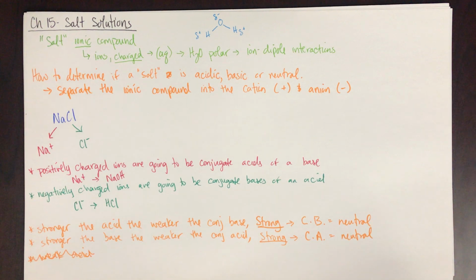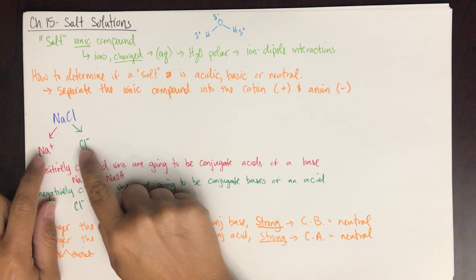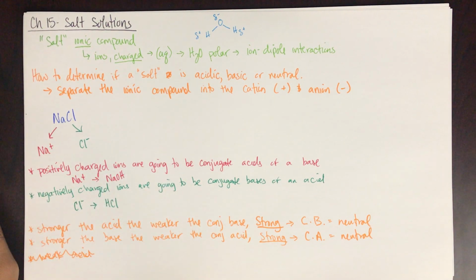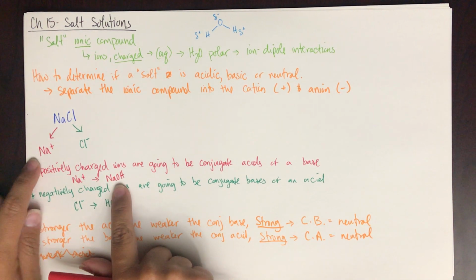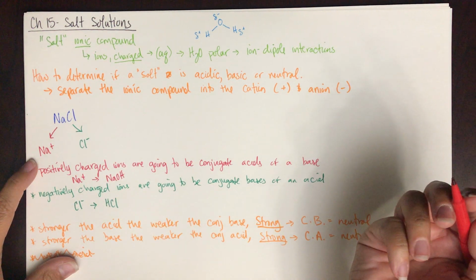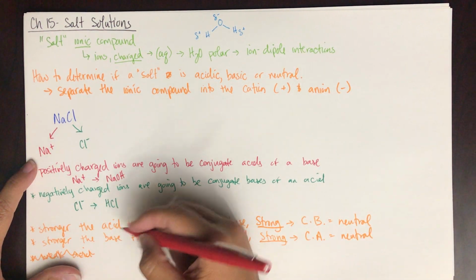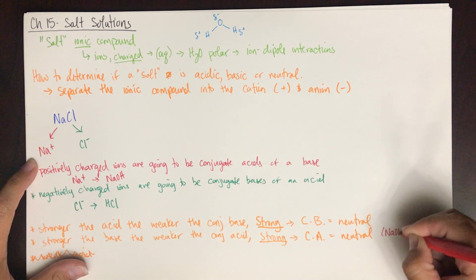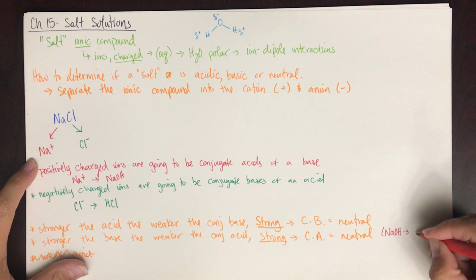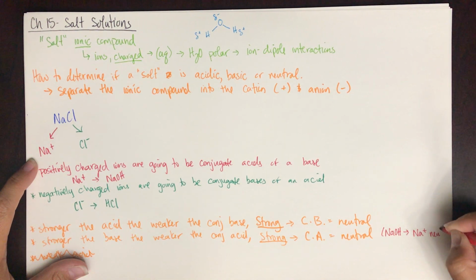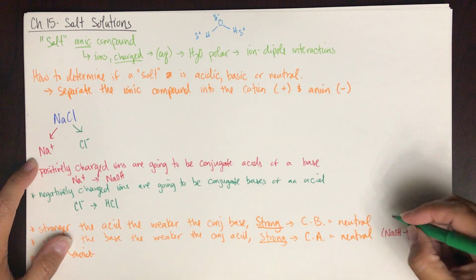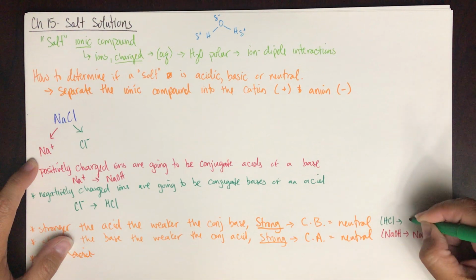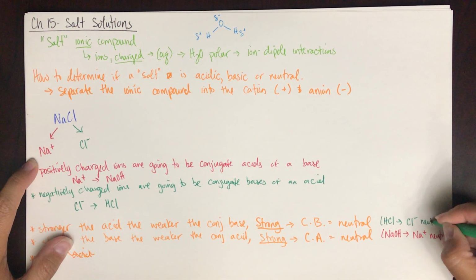So the way we determine if sodium chloride is acidic, basic, or neutral is by looking at the ions that it breaks up into and determining if they are acidic, basic, or neutral. So the sodium ion, because it is the conjugate of a strong base like sodium hydroxide, means the conjugate, sodium, is neutral. And a strong acid like hydrochloric acid, the chloride ion is also neutral.